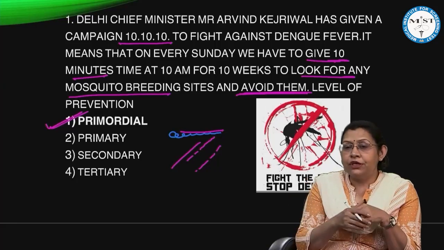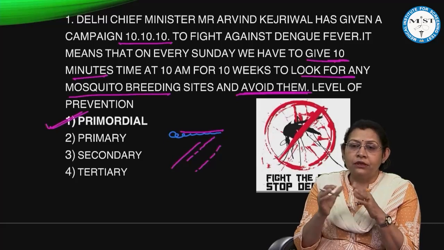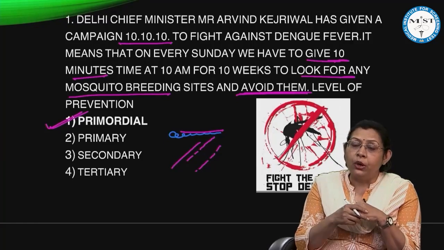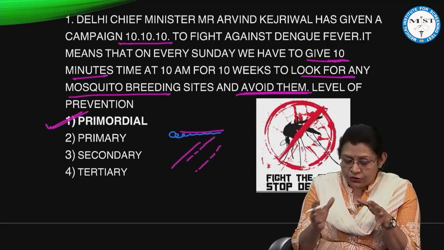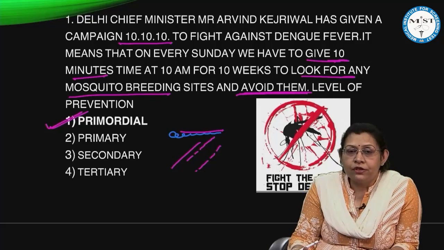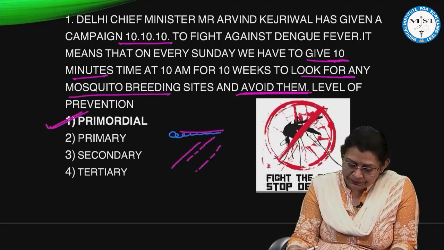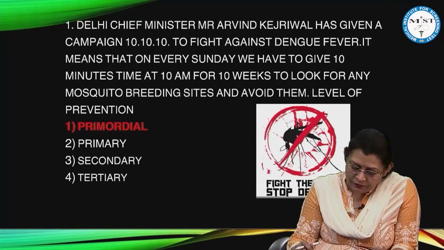And obviously, tertiary level prevention is in the advanced stage of the condition, where the person may be either in the stage of dengue hemorrhagic fever or in case of dengue shock syndrome, and we have to manage. So, these are different levels of prevention in cases of dengue fever. So, the correct answer for this question is primordial level prevention.